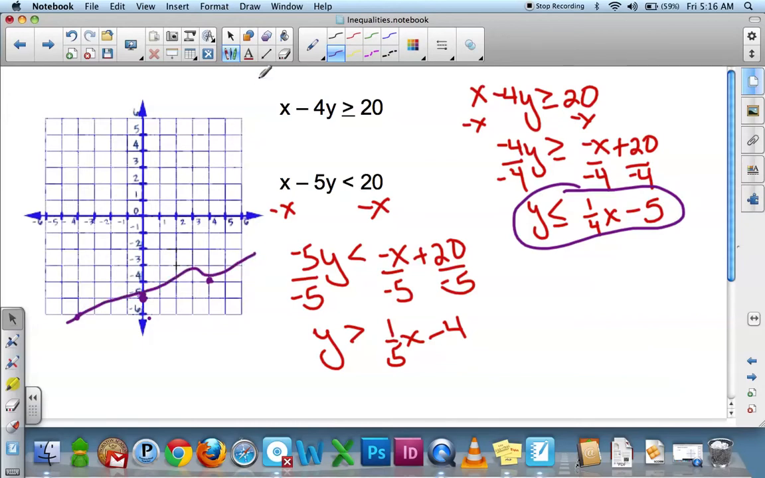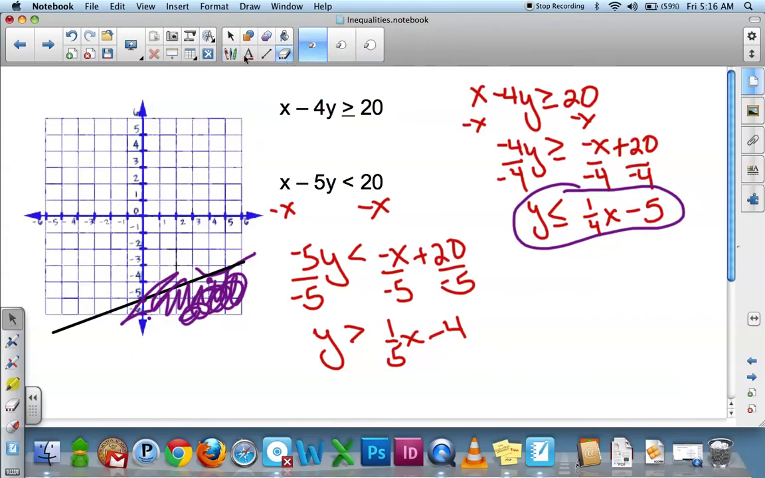No, I'm still having trouble with my lines this morning. Okay, that looks a little better. And then it's below I'm shading, so I'm going to make sure I clean up this spot for myself here. And we're shading below. So that is that equation.